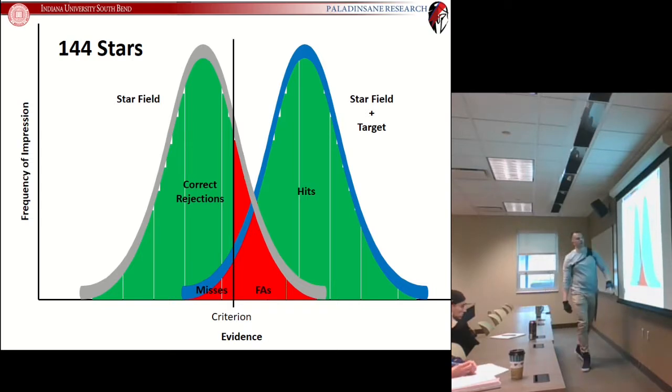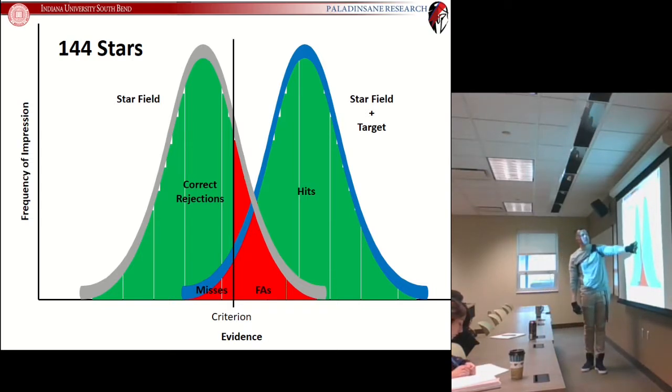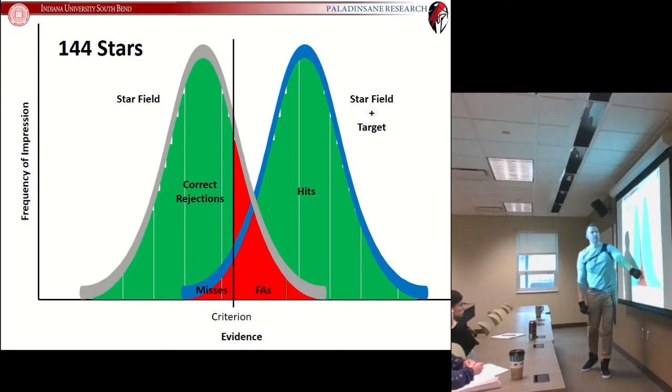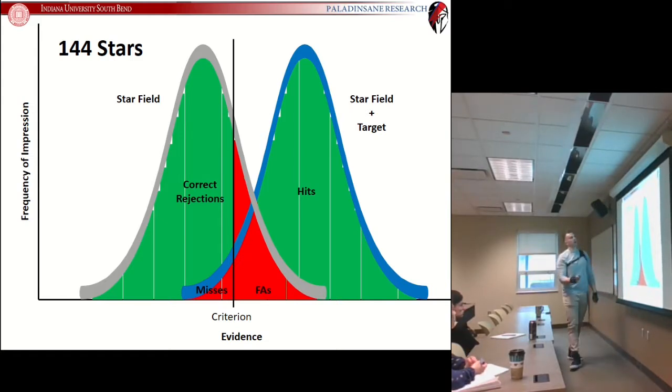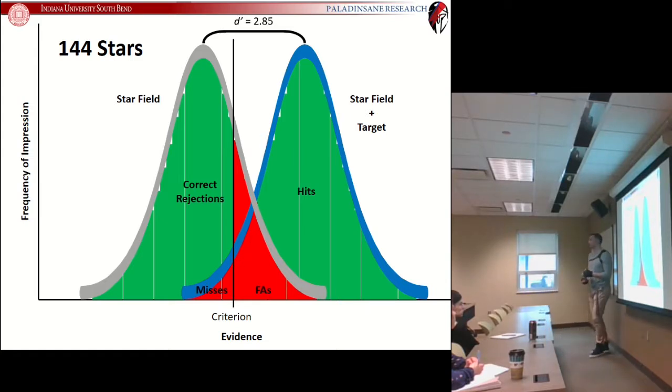So this is where we get 77% correct rejections, 23% false alarms, and from that we can measure the distance between those two, and this is where the math gets weird, but we can measure the distance between those two, and we get a sensitivity of 2.85. Don't try to think about what 2.85 actually means. It's different for every single situation. But for this one, for this star field, our sensitivity on average was 2.85. So far so good? Alrighty.